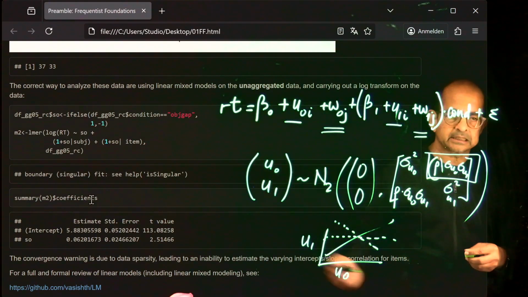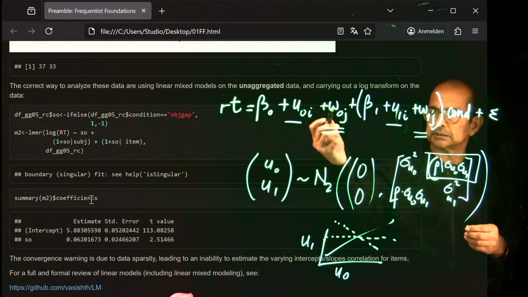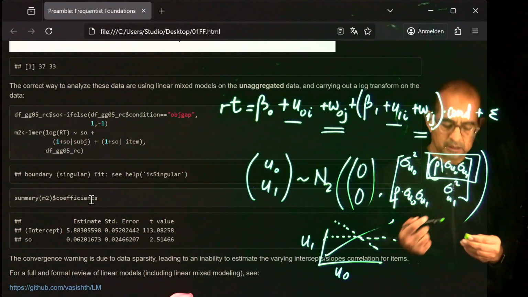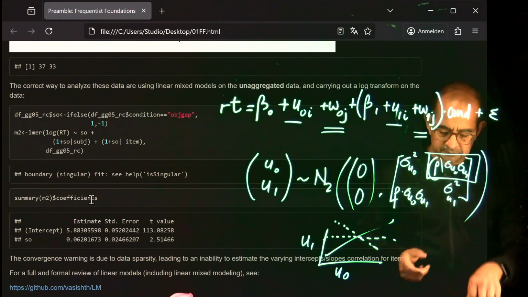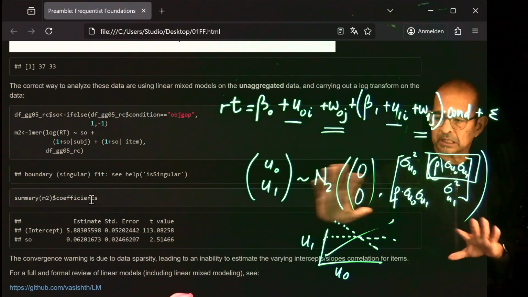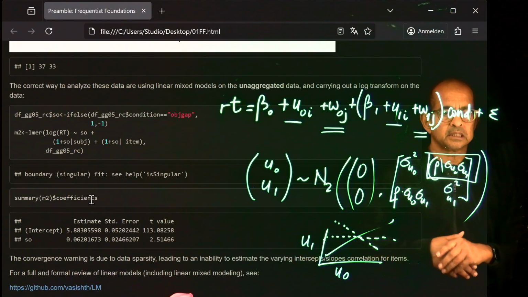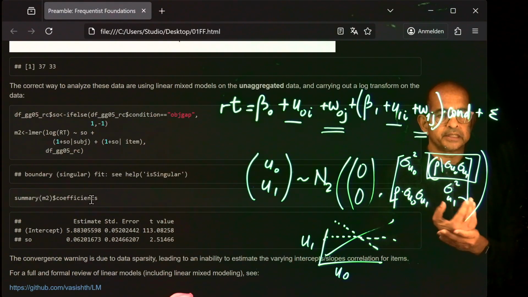The same setup holds for the W parameters here, the W adjustments by item for the intercept and slope, but I won't write it out here because that would make everything very complex.